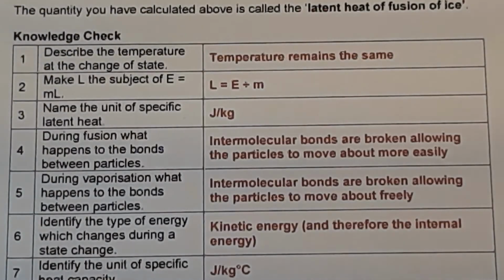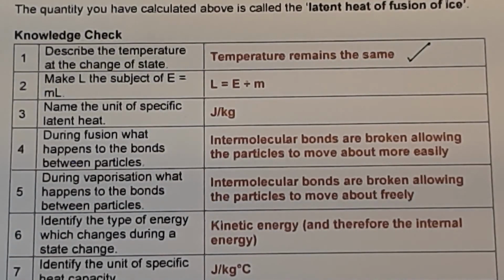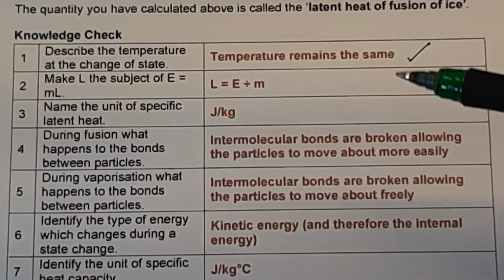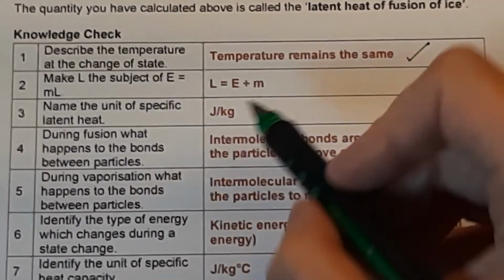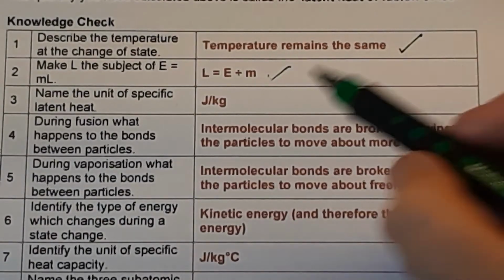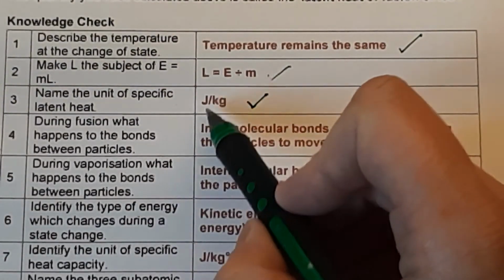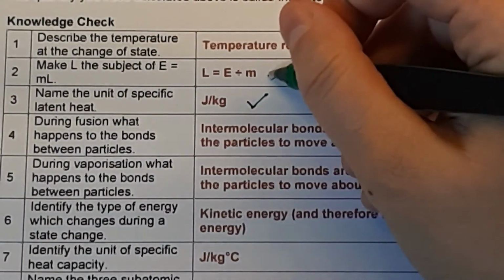So let's go through those questions. Question 1, describe the temperature at the change of state. Well, temperature remains the same, so tick that if you got it right. Making sure you're marking in a pen of a different colour and making corrections as we go along. Question 2, make L the subject of the E equals mL equation, so that's L equals E divided by m. Question 3, name the unit of specific latent heat, that is joules per kilogram, so that's a slash between the two, or a forward slash, which means divide.